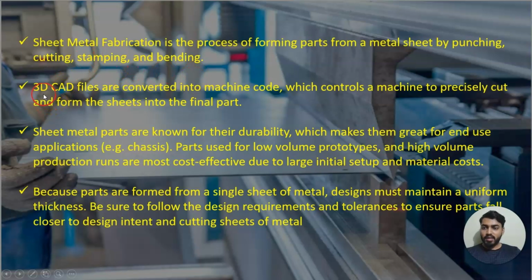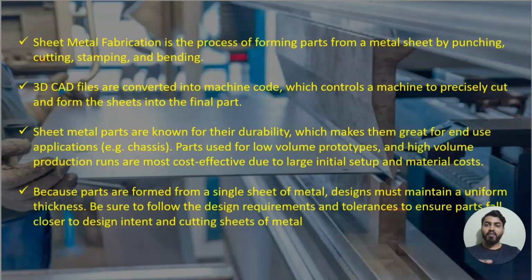Next, you can see here, 3D CAD files are converted into machine code which controls a machine to precisely cut and form sheets into the final part. So first, using any 3D CAD software, we will generate the design we want in sheet metal design, and then that will be converted into machine code. Usually the process is like this: after creating the sheet metal part, we make a flat pattern. After making that flat pattern, we convert that file into DXF format, which is a file format that we can save.